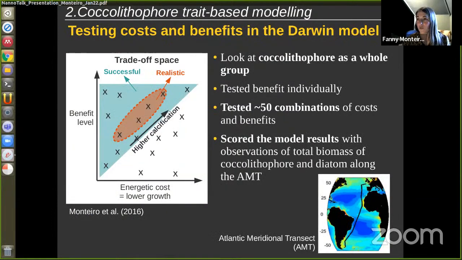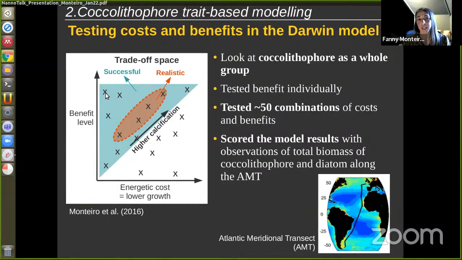Because we didn't really know the benefits, what we did in this study was to test the different types of cost and benefit in the Darwin model, in this trait-based model. The way we did it, we just assumed coccolithophores as a whole group, and then we tested the benefits individually.